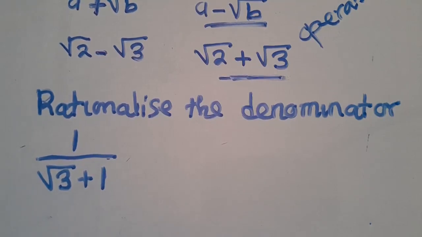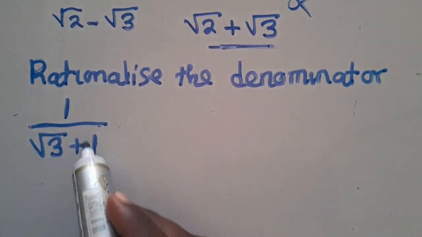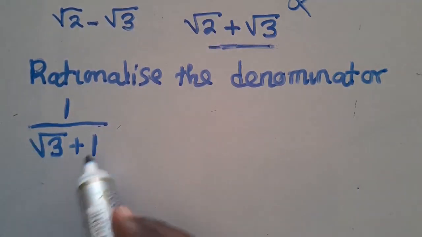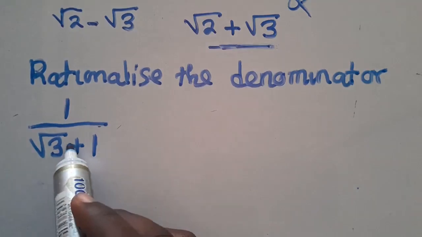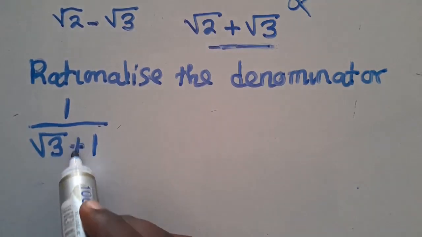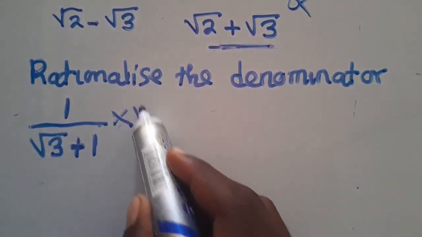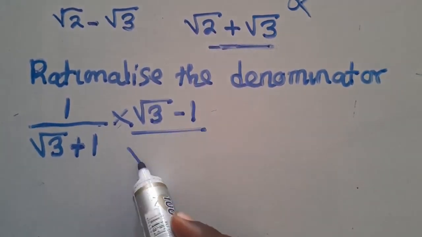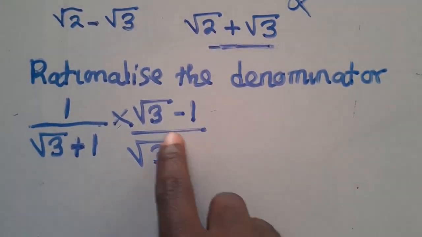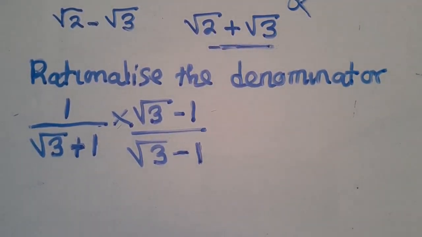So how you need to go about this one is very simple. What you need to do is that you get to find the conjugate of the denominator. The conjugate of this changes the operation. So we are just going to have a minus. Then you get the conjugate, multiply it to both sides. So the conjugate is root 3 minus 1. You also multiply it down here. You say root 3, root 3 minus 1, like this. This is what you are going to do.